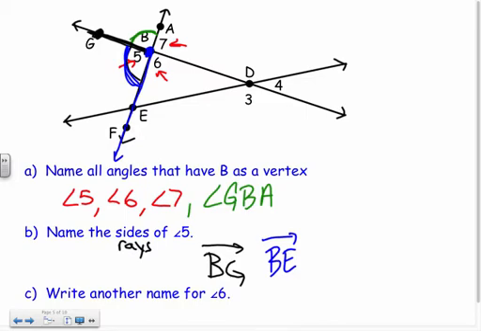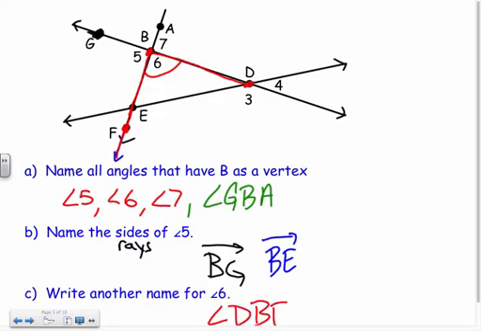And C, write another name for angle 6. Let me get rid of all my markings up here. So angle 6 is right here. So instead of using angle 6, I have to name it with 3 points. So I'm going to say angle, well, I'm going to go with D, B, F with this one. It doesn't matter, E or F. So angle DBF. Okay, you got to be very specific when you name those.